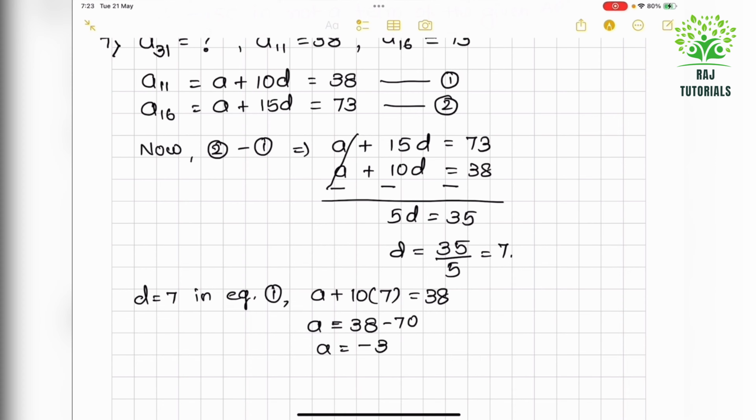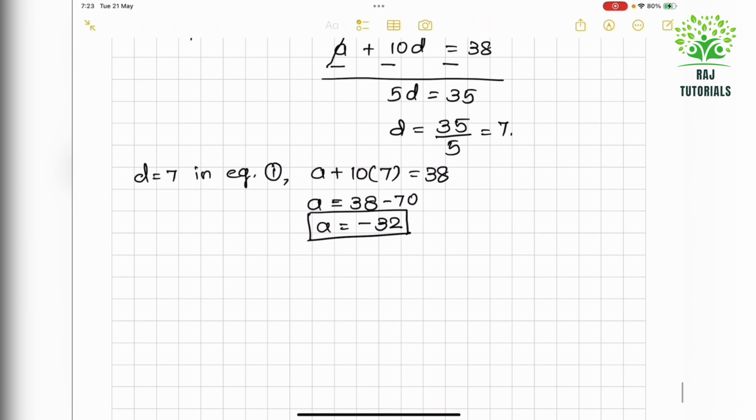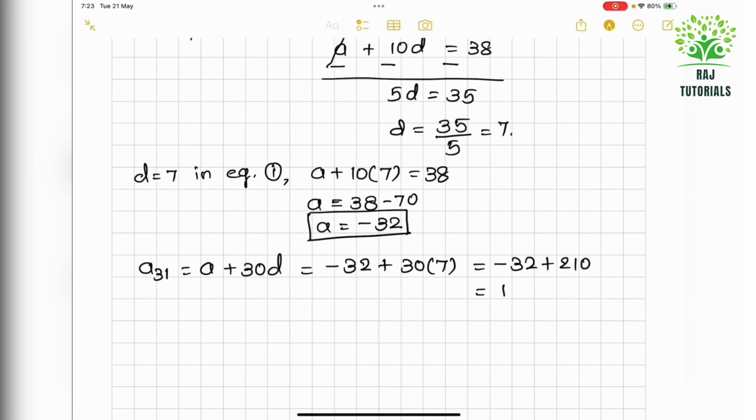So A will be minus 32. Now I got the value of A, I know the value of D, so I can find A31. A31 will be A plus 30D. So minus 32 plus 30 into 7, so minus 32 plus 210, so 178. Therefore A31 equals 178.